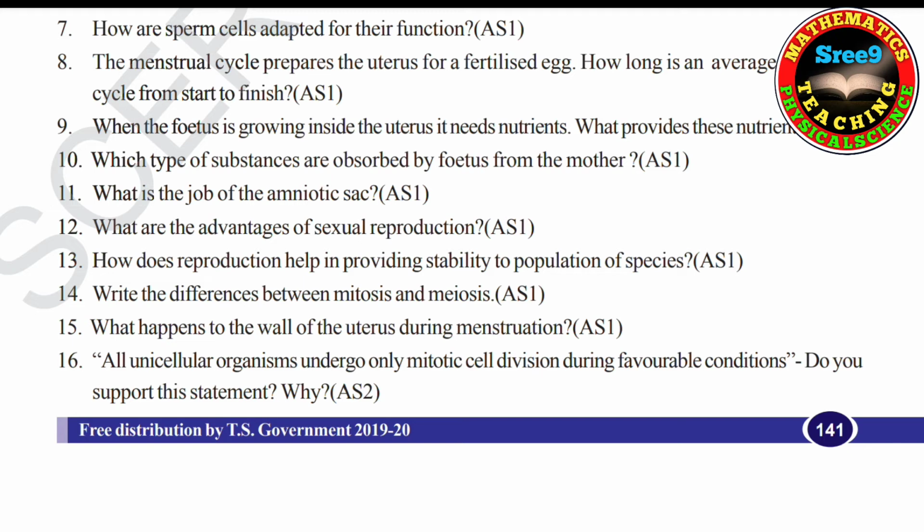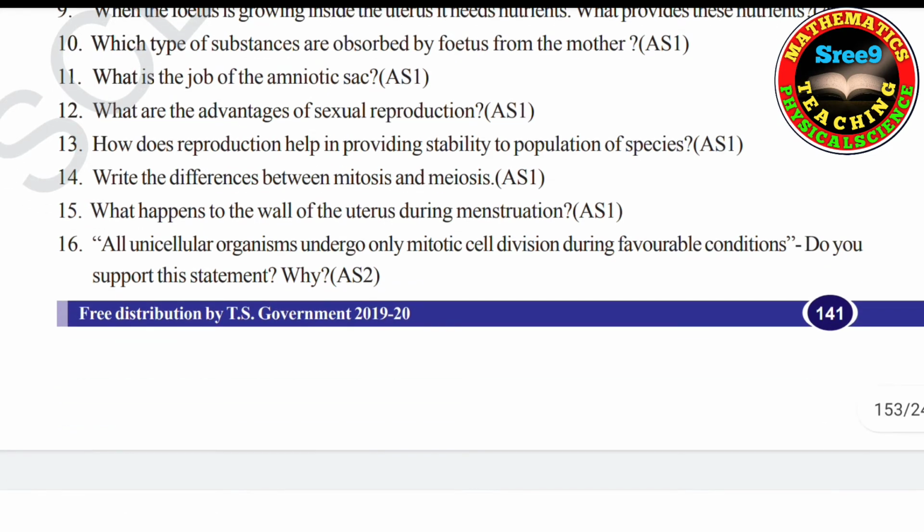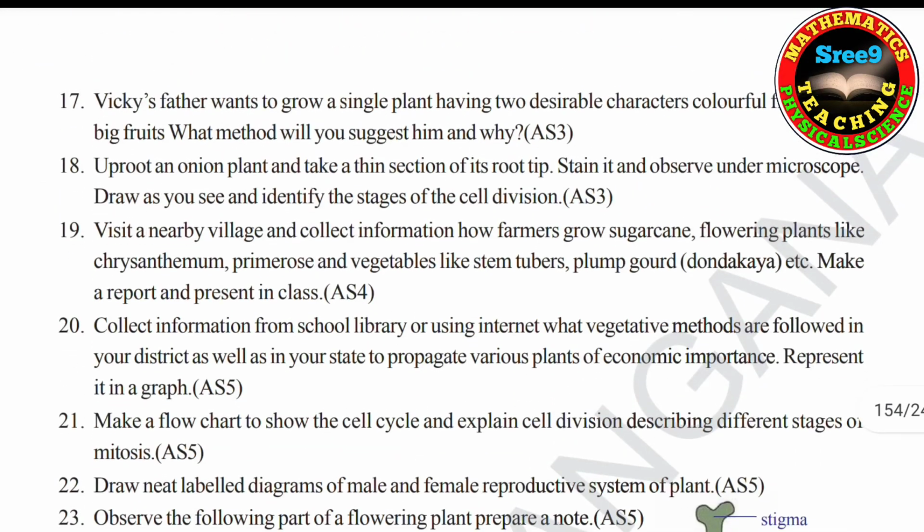Okay. Now the 15th: what happens to the wall of the uterus during menstruation? So this is also one of the important questions. Yes, the 16th is also important for a 2 or 4 marks question. All unicellular organisms undergo only mitotic cell division during favorable conditions. Do you support this statement? Why? So please focus on this one for 2 marks or 4 marks.